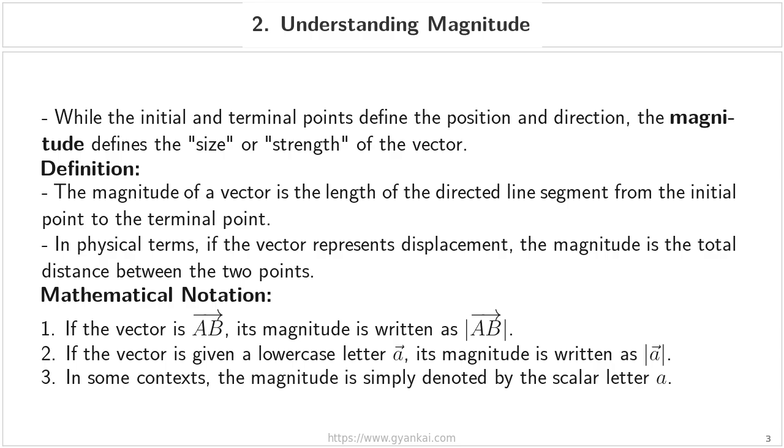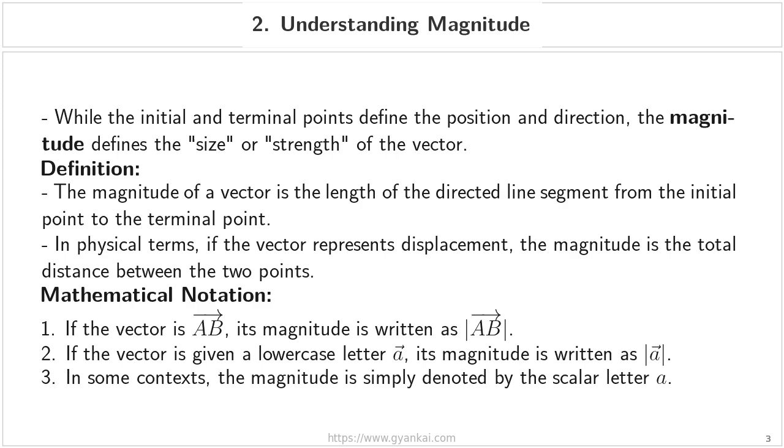First, if we are using the notation for a vector from point A to point B, which we write as vector AB, we represent its magnitude by placing the notation between 2 vertical bars. So, you would say, the magnitude of vector AB is equal to vector AB, enclosed in vertical bars.